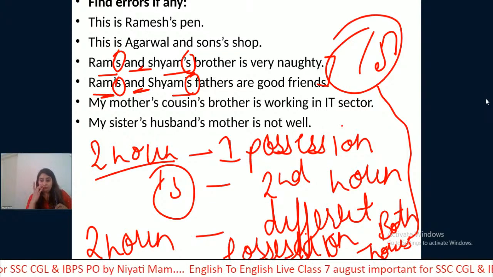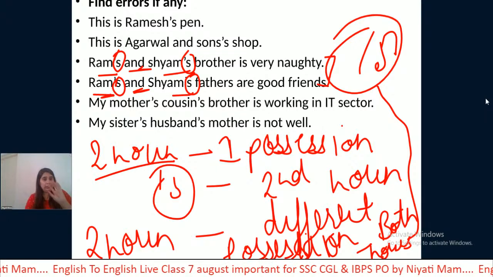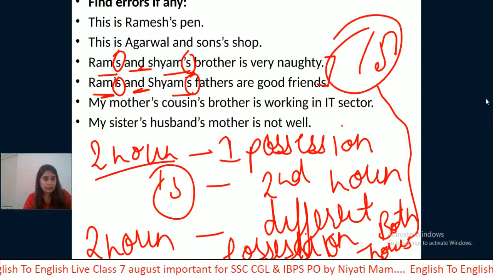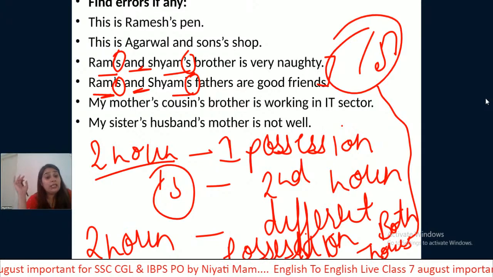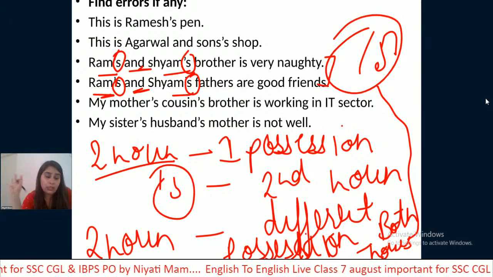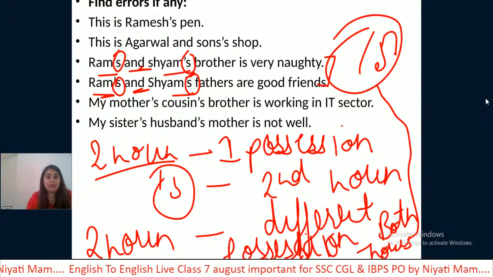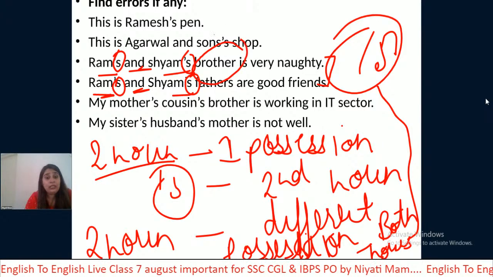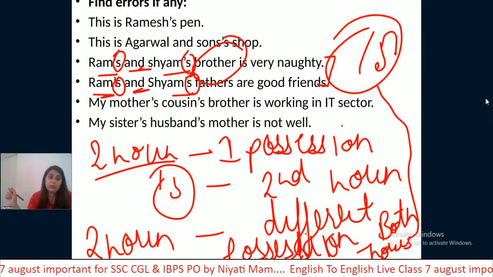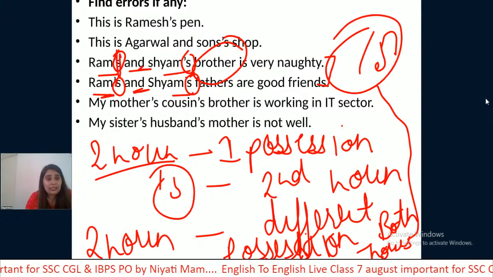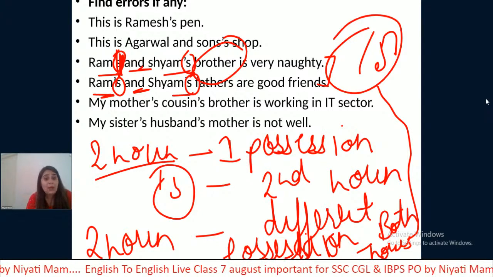See, if there are three sisters, Niyati, Geeta, and Sita. So Niyati has a sister Sita, Geeta has also a sister Sita. So what we are going to say: Niyati and Sita's sister is very naughty. Niyati and Geeta's sister, who is Sita, is very naughty. The same is happening in the above sentence, brother. There is just one brother here. So Ram's brother is him and Sham's brother is him as well, right? So in that case, we will remove this first apostrophe s and the correct sentence will be Ram and Sham's brother is very naughty.